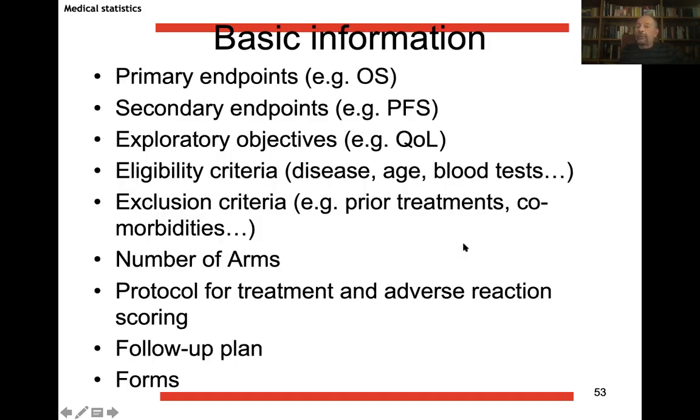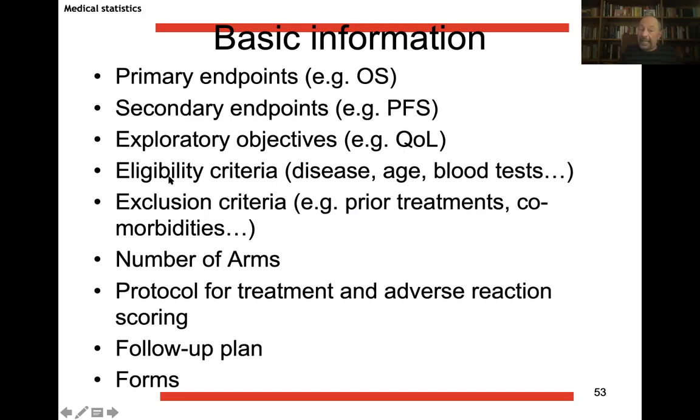Now, you need a lot of information to decide your clinical trial. You have a list: the primary endpoint, for example overall survival, the secondary endpoint, for example progression-free survival, and exploratory objectives, for example quality of life. This can be very important because maybe you have a drug for cancer that doesn't change the survival. You have the same survival, but the quality of life is much better. Then it's useful, because it's much nicer to have your last months or years of life with a good quality of life.